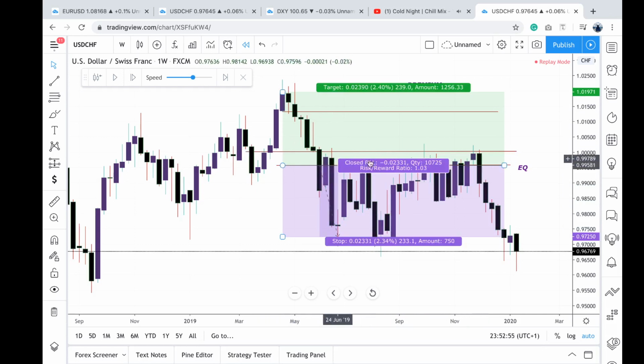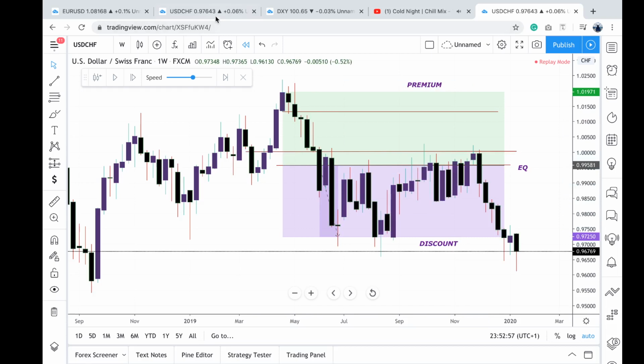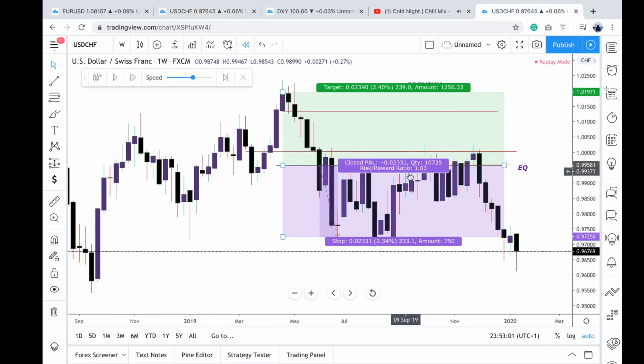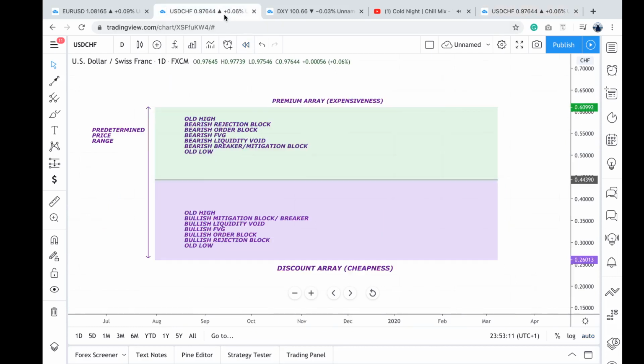Because now if price went through this level, what can we reference in terms of a discount array or discounted price point? So this is where we go to old high. Ask yourself this question: is there any old high in price around this level? No, not really. No old high in price around this level. Okay, so we skip that. We go to the next question.